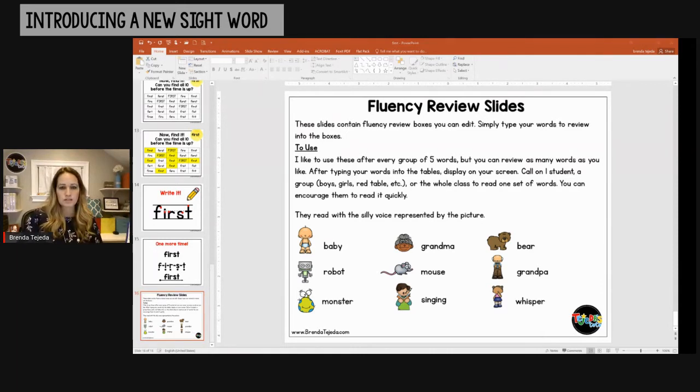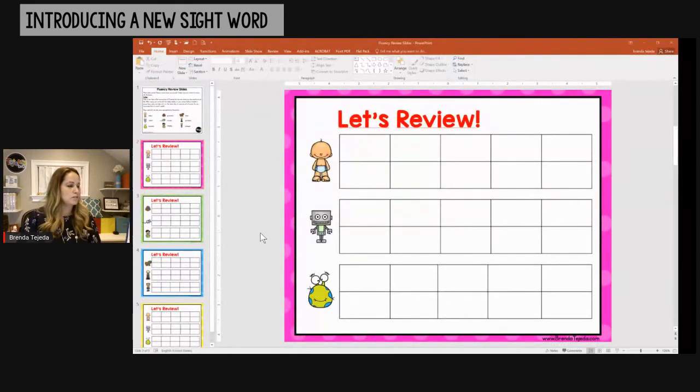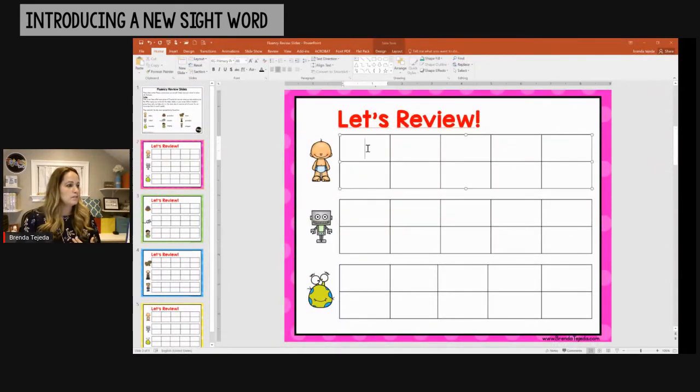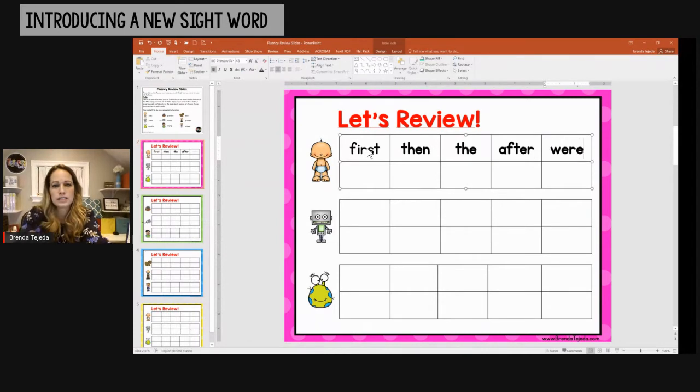So I'll show you what that looks like, and this is also included in this bundle. It's an editable table, so you just have to type in the words that you want to review. Then you can copy and paste them into the other boxes, and just add a little element of fun. Kids love to make special voices, so they can come up. You can call them one at a time. You can have the whole class make the voice of the characters shown.